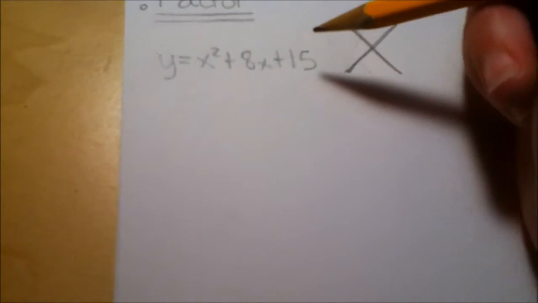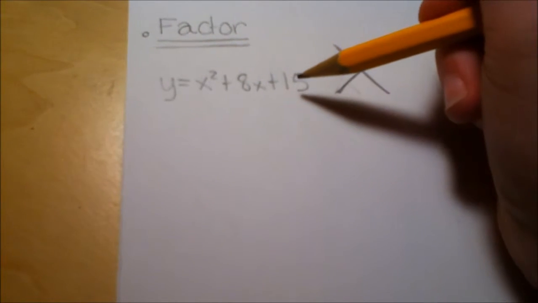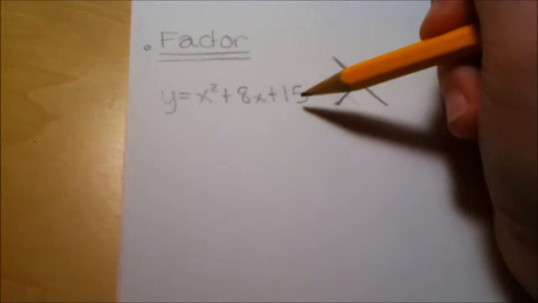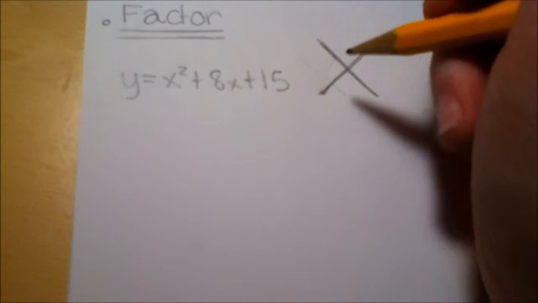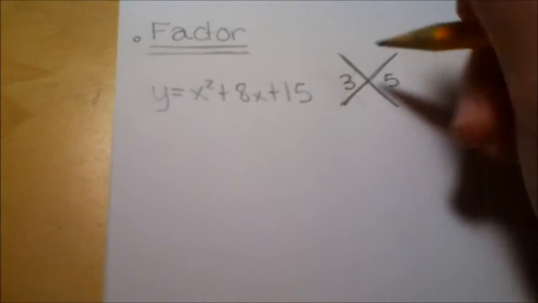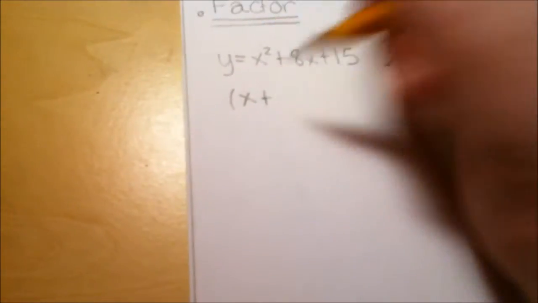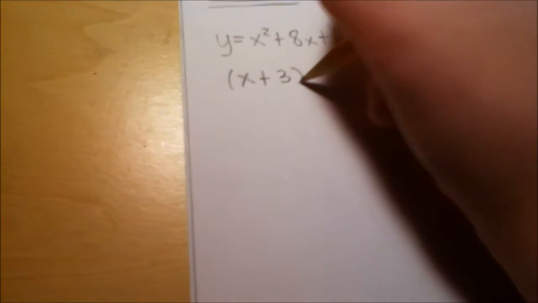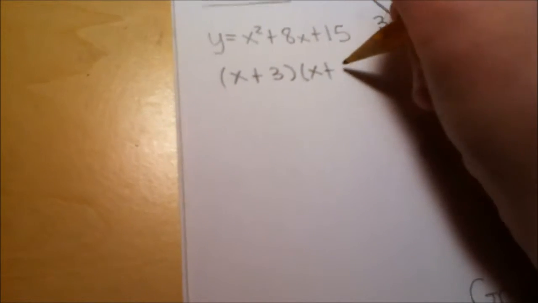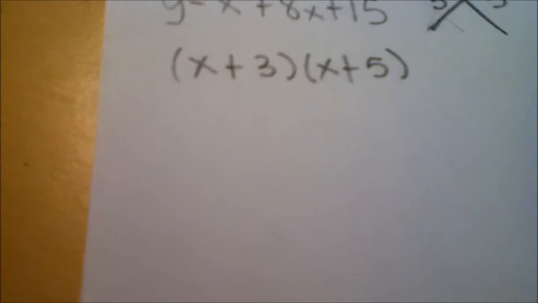So first, you have to figure out what adds up to 8 and what multiplies to 15, so two numbers. And in this case, those two numbers would be 3 and 5. 3 times 5 is 15, and 3 plus 5 is 8. So then, you distribute the x to the inside of each of them, x plus 3 and x plus 5. So that's how you factor that.